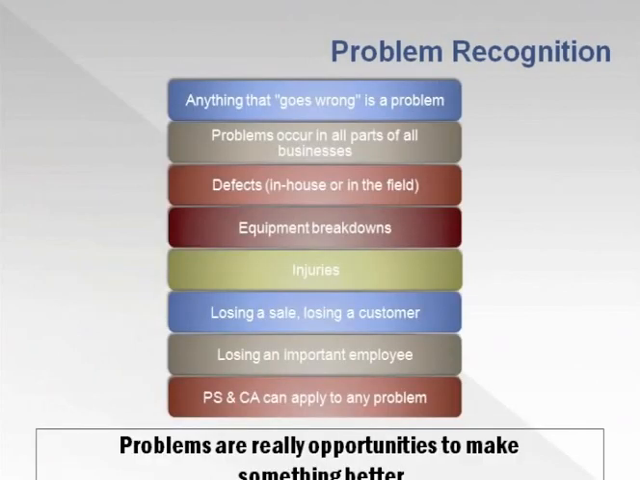Well, let's continue on with problem recognition here for a sec. Anything that goes wrong is a problem. Yeah, that's pretty obvious. If it goes wrong, it's a problem. Problems occur in all parts of the business. That's an absolute. There's no part of the business that doesn't have a problem. And they have problems in different magnitudes and different directions and things like that. But problems are there, and they're there to challenge us. They're there to see how well we can react and regroup ourselves.